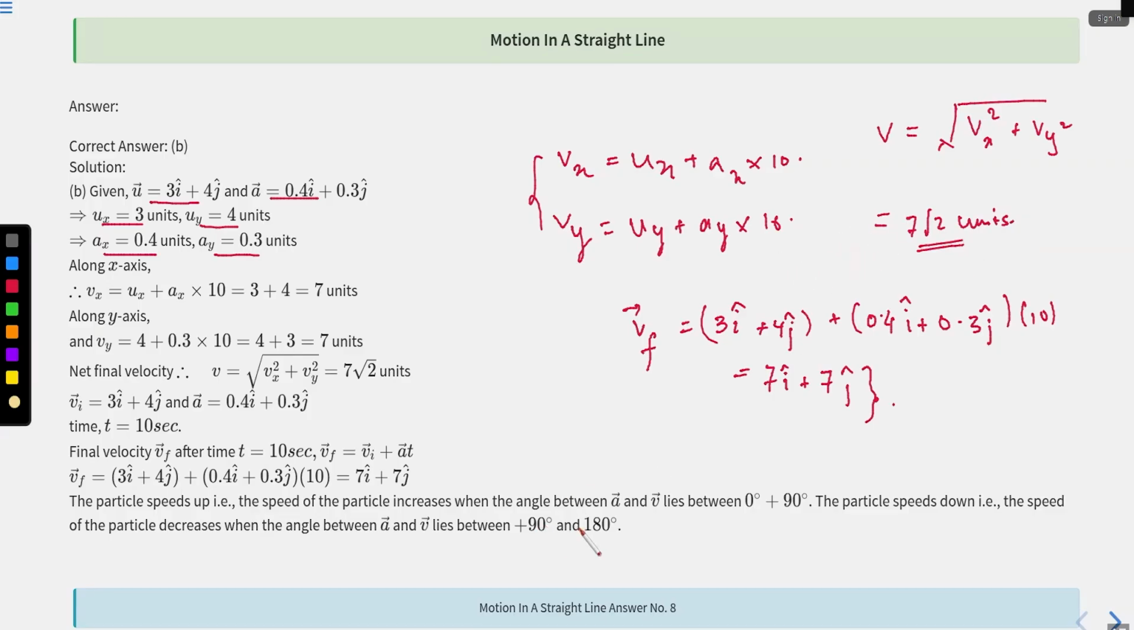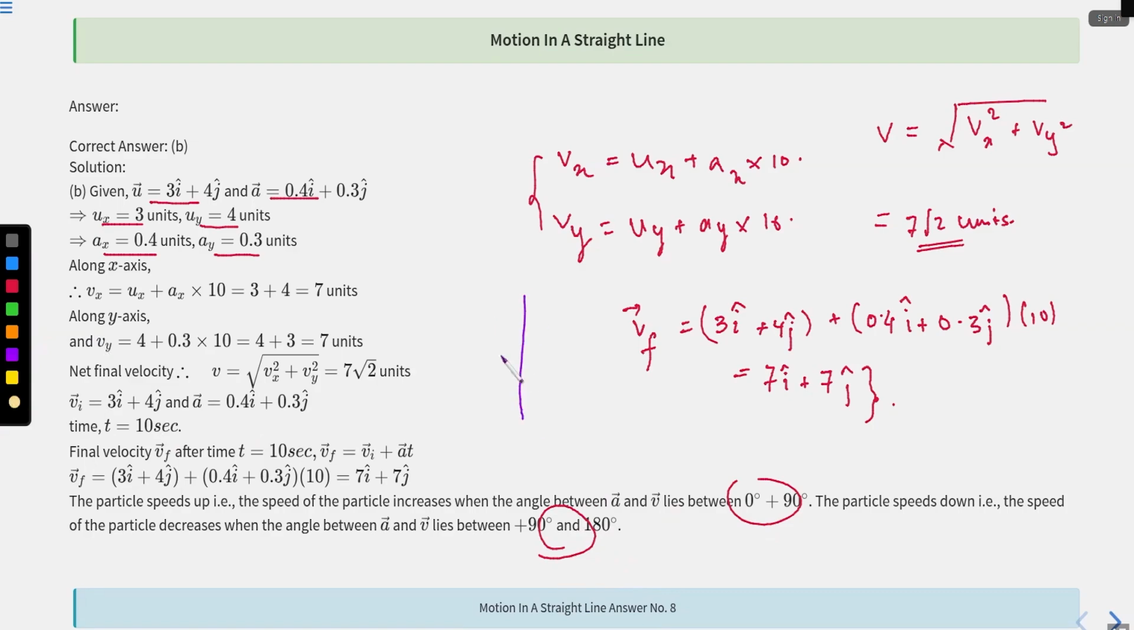All right. So the particle speeds up, that is, the speed of the particle increases when the angle between A and B lies between 0 and 90. Okay. So if the angle between velocity and acceleration is 0 to 90, then the particle speeds up. And if the angle between acceleration and velocity is around 90 to 180, then the speed of the particle is going to reduce.